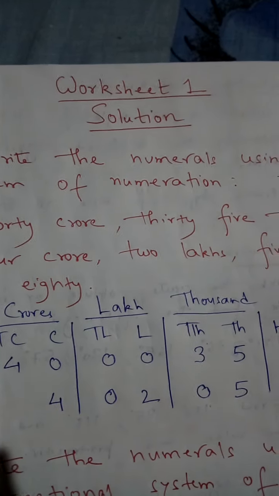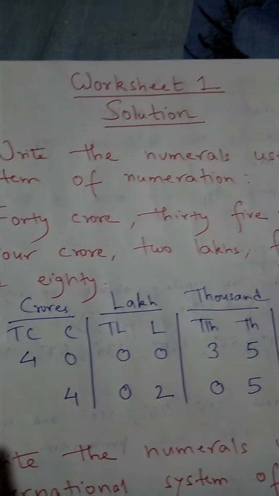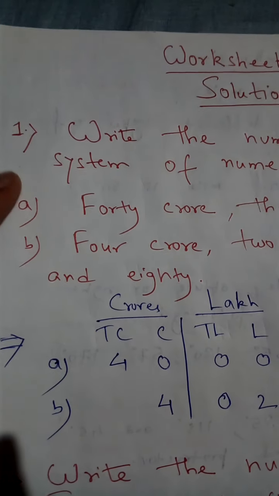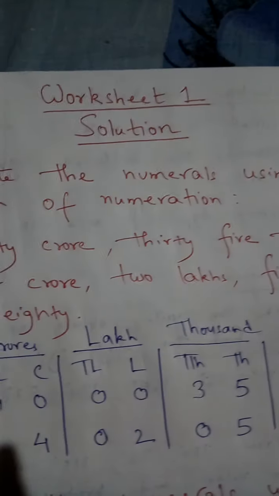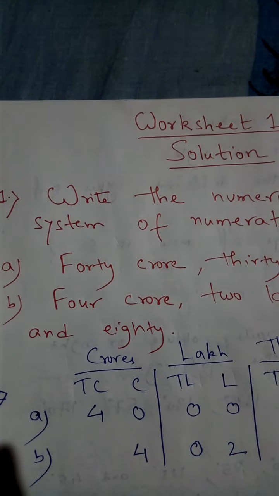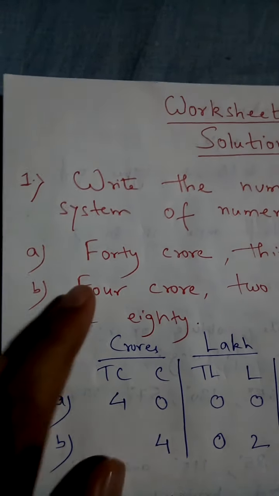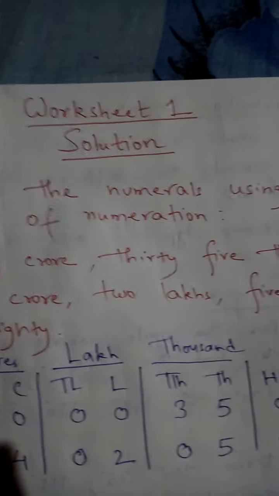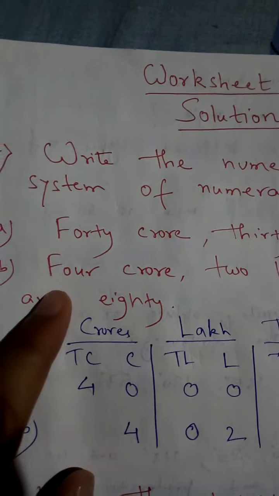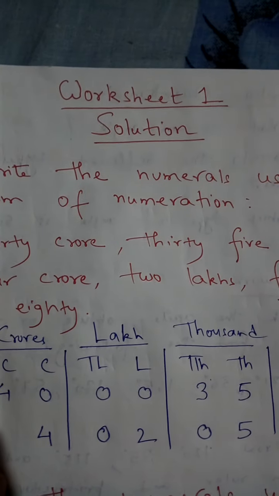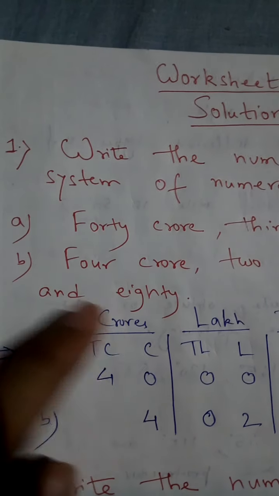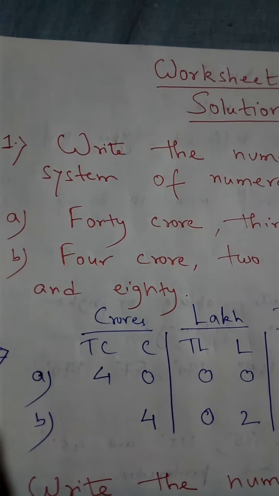You can download the PDF and see the questions, but here I have also written the questions and answers. So let's start. The first one is: write the numerals using the Indian system of enumeration. The first question is 40 crore 35,000, and the second one is 4 crore 2 lakhs 5,080. So these are the two numbers you have to write in the Indian system of enumeration.